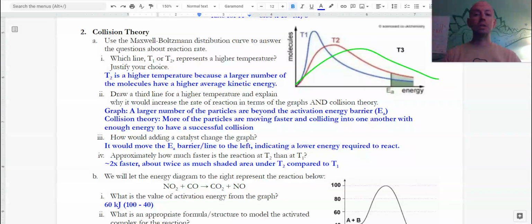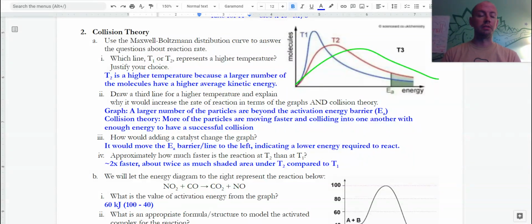So right here, which line represents a higher temperature? Justify it. It's T2 because a larger number of the molecules are farther to the right. Right there, we have a whole bunch with this much energy. We have a whole bunch with this much energy. But in both cases, a few of the molecules are moving slow. It's kind of an average distribution here. We can think of it as a statistical bell curve.